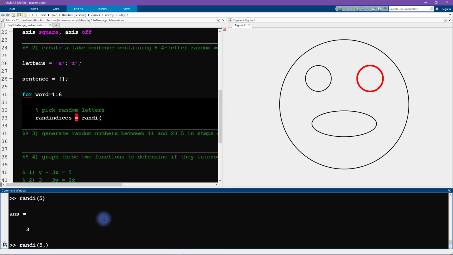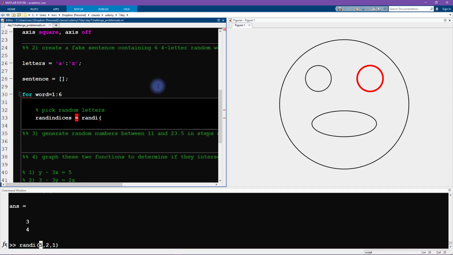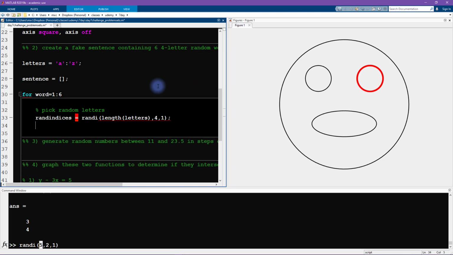But let's say I want 2 numbers. So you could think of writing 2 like this, but that's actually going to give you a 2 by 2 matrix. So now I'm going to write 2, 1. That's going to give me a matrix of size 2 by 1, and all the elements of the matrix are randomly selected integers between 1 and 5. So with that in mind, we want to select random integers between 1 and the length of this vector letters, and we want 4 of these because we are creating 4-letter words.